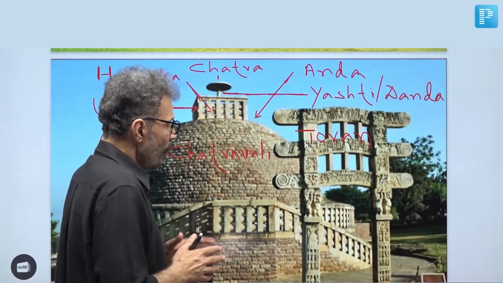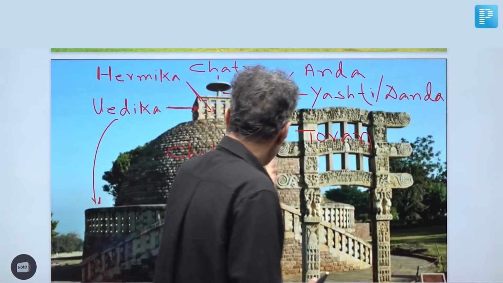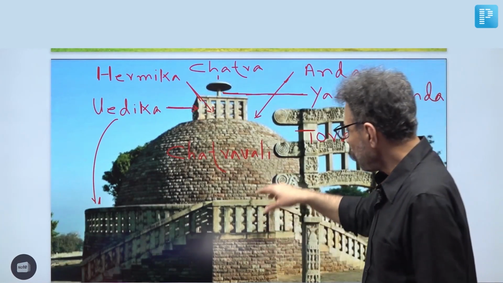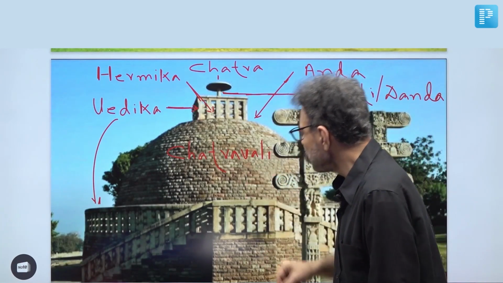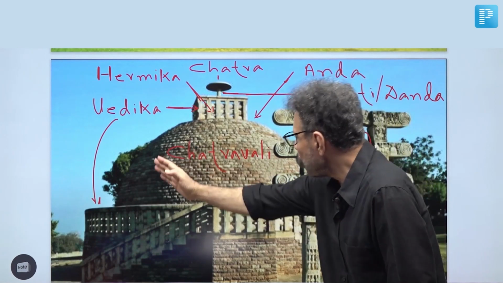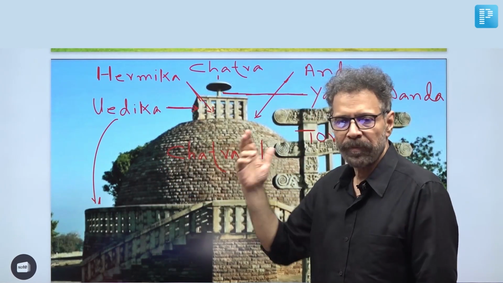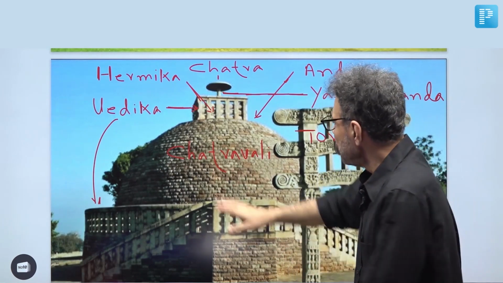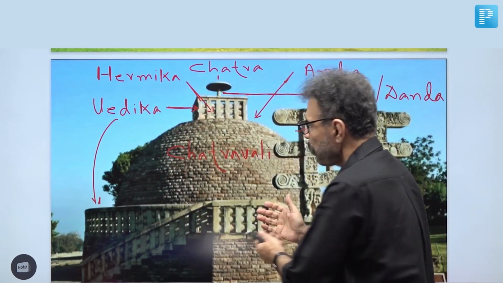And one more thing here, very interesting. This is all a closed structure. There is no entrance. You cannot go inside. You cannot enter. This is all closed from all sides. So how is this a worship place? Very simple. This entire structure is a worship place.